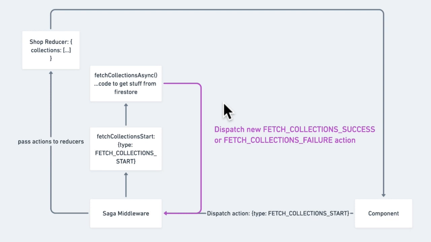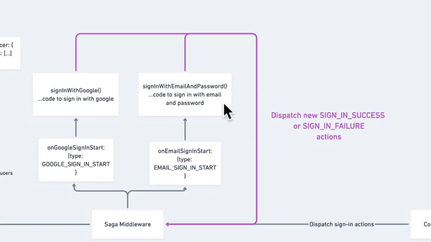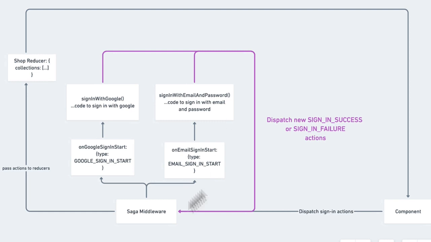Now, with our sign-in sagas, if we look at this other diagram, we'll see that it's very similar. The only difference now is that we have two different stream paths for what sagas could have done. We still had a component that would dispatch new sign-in actions, either email sign-in start or Google sign-in start.